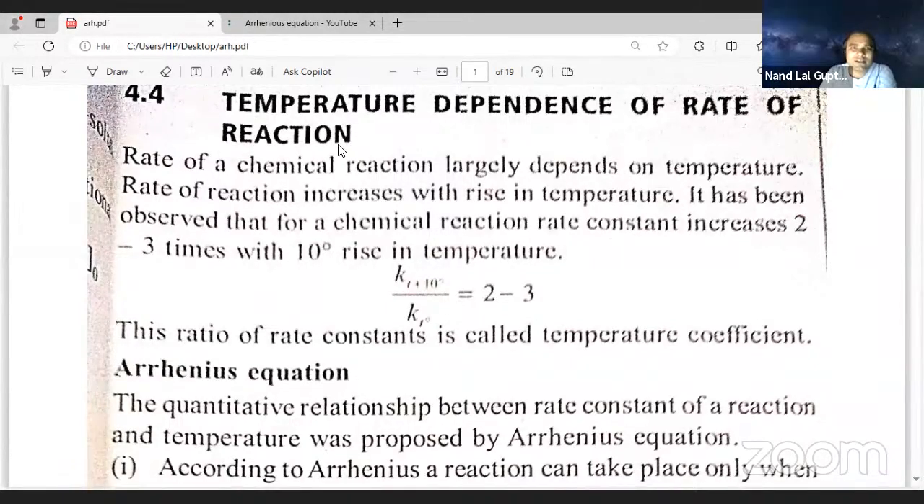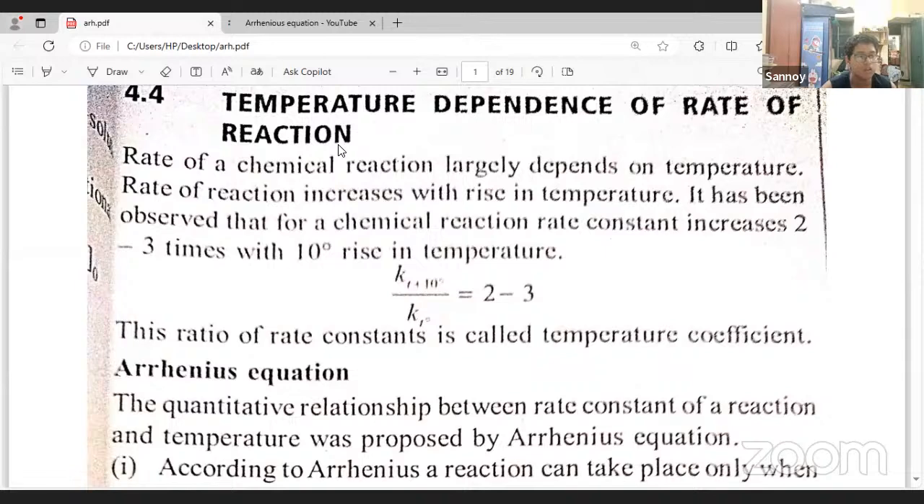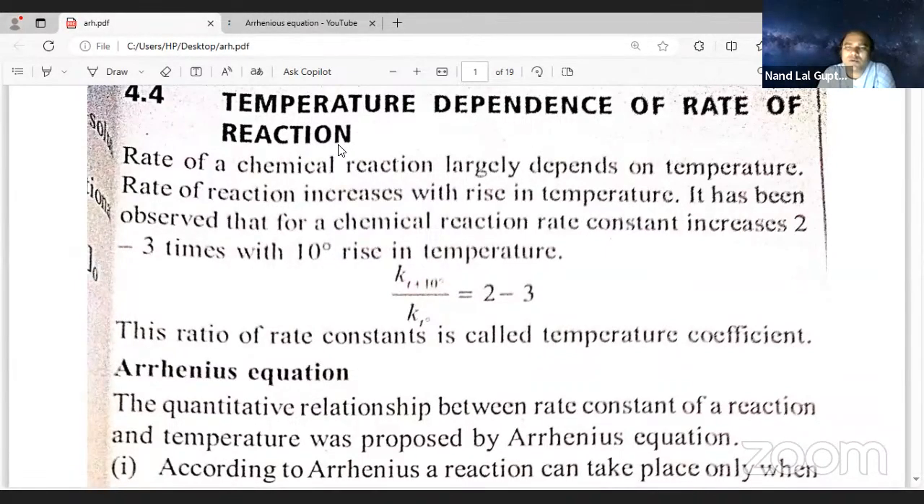Now see here, we got the topic. The topic is temperature dependence of the rate of reaction, which is also called the Arrhenius equation. Okay, yes, sir. Arrhenius gave some important points. What are the points? They are saying the rate of reaction increases with a rise in temperature. It has been observed that a chemical reaction's rate increases 2 to 3 times with a 10-degree rise in temperature. So that is the first point he gave.